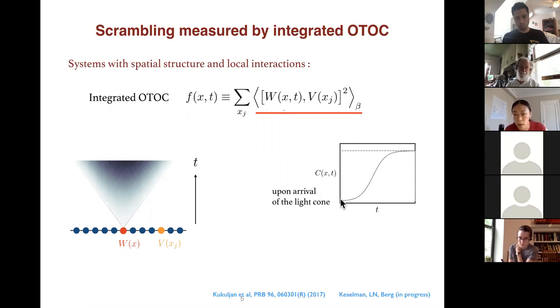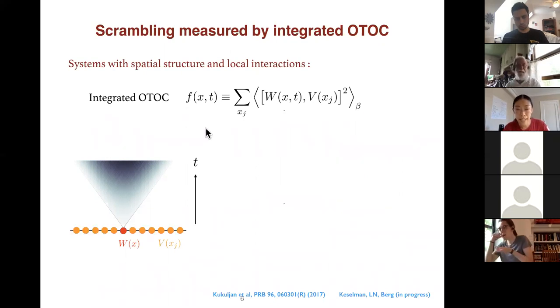So this local OTOC here won't be able to capture the scrambling across the system. It will only capture the scrambling within the local Hilbert space. So instead, to characterize scrambling across space, we need to have the integrated OTOC. So I'm basically summing over all the V operators sitting on all the sites x_j.